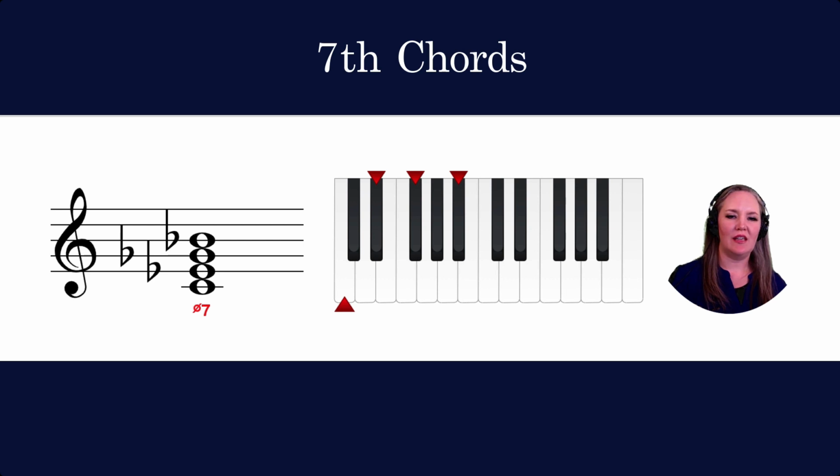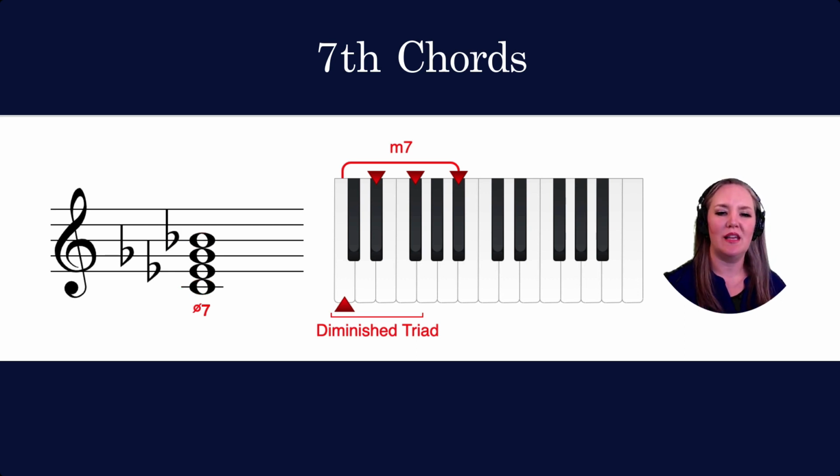Let's look at a C half diminished 7th chord. C, E flat, and G flat is the diminished triad. C to B flat is the minor 7th. When you combine them, they form a C half diminished 7th chord.